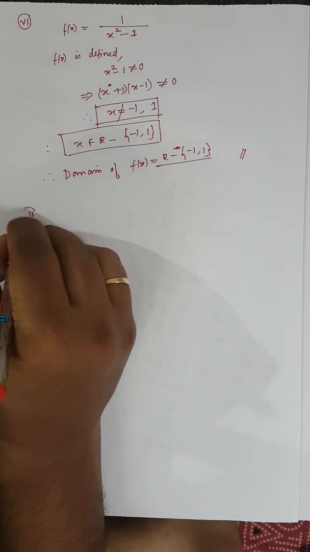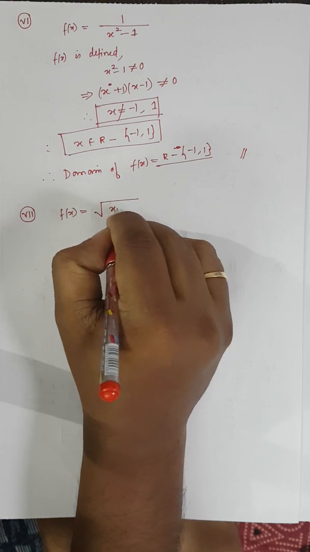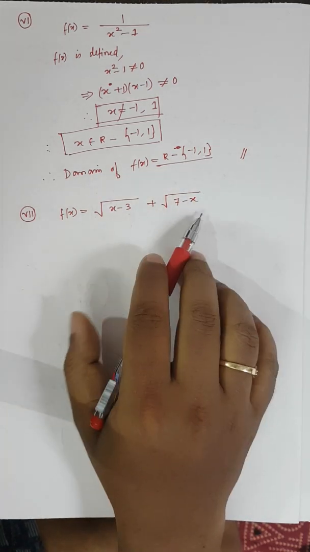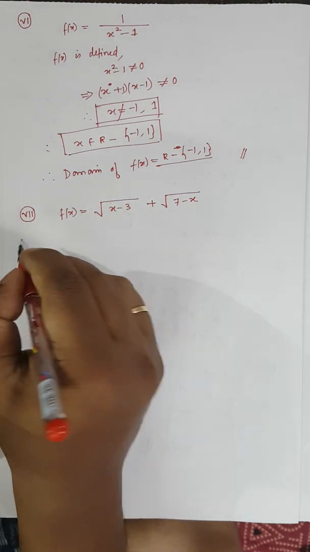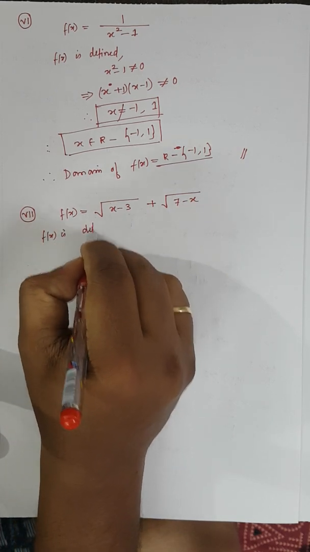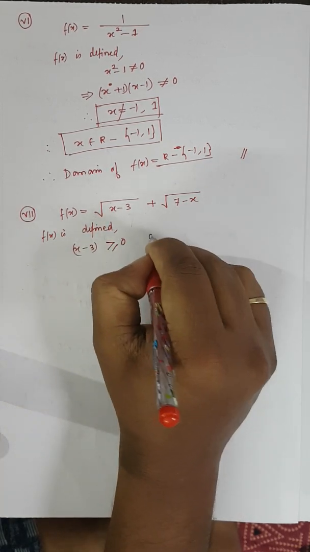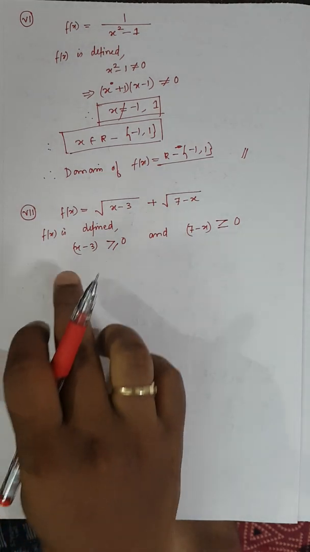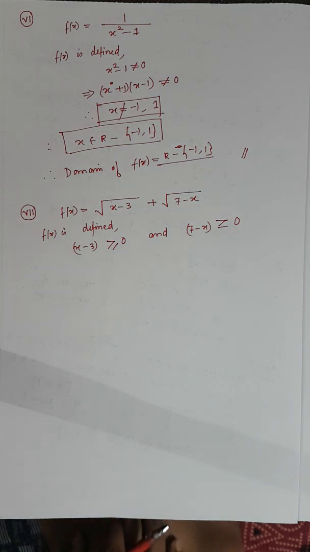Number 7, f of x is equal to root of x minus 3 plus root of 7 minus x. Now there are two defined functions. So we know anything under square root should always be positive or zero. So you can write f of x is defined when x minus 3 is positive or equal to 0 and 7 minus x is positive or equal to 0, because both of these two functions should satisfy the condition of being under a square root. If it is under square root, the value must be positive or equal to 0.